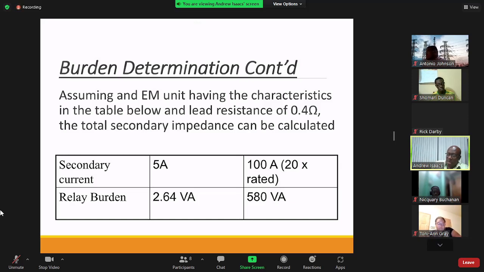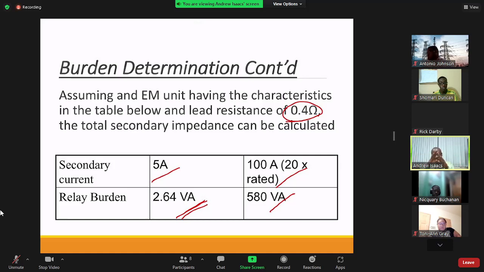So the lead resistance, meaning the connecting wires, we have 0.4. And for a secondary current of 5 amperes, the burden from the electromechanical relay is 2.64 volt amperes. But when we go up to 20 times the rated, it shoots up to 580 volt amperes. Because it's an electromagnetic device, of course, we're not going to get a linear relationship. So at 5, it's not that 20 times that is going to give us 20 times 2.64. At 100 amperes, we're now all the way up to 580 volt amperes. And we can calculate from this the impedance of the relay, so we can find the corresponding impedance.